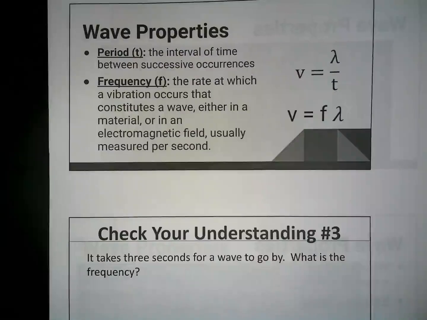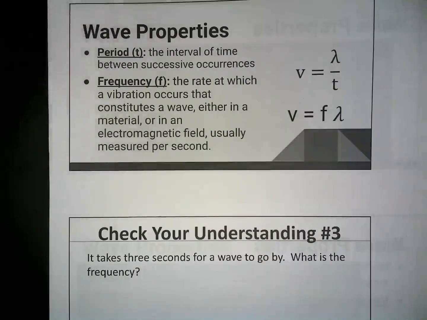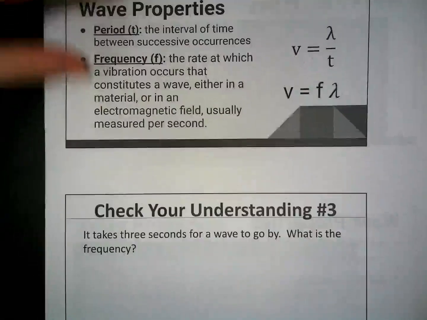Okay, so number 3 and 4 for the check your understandings. This is where we're going to use these wave properties and also the wave properties equations. But 3 and 4 specifically are going to look at frequency and period and help you understand, well, if you're given one and you need the other, how do you find it? So let's take a look at number 3.